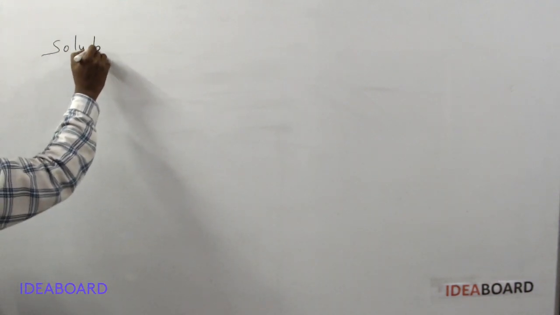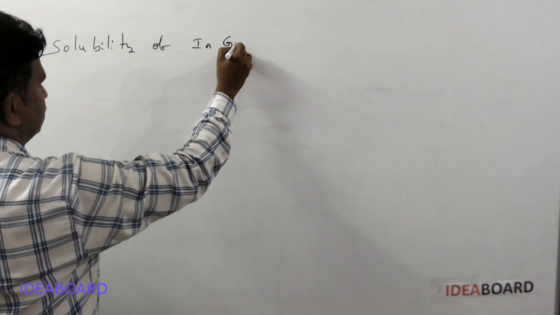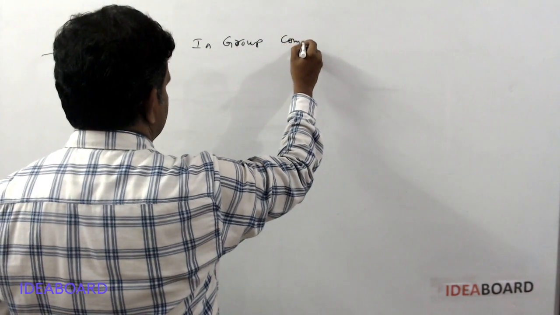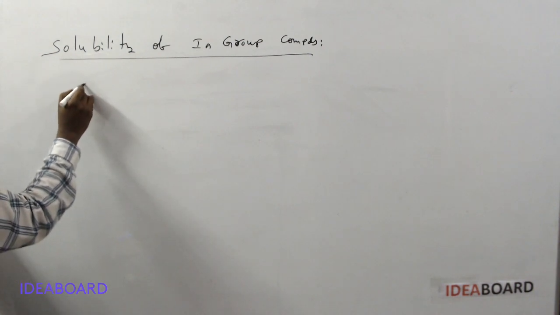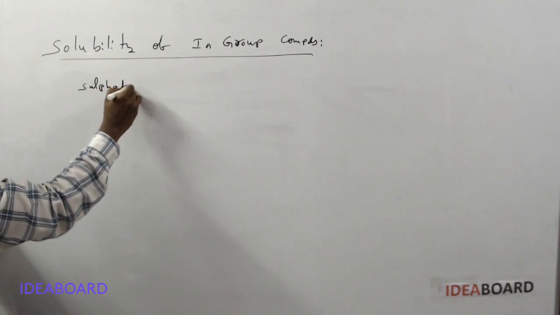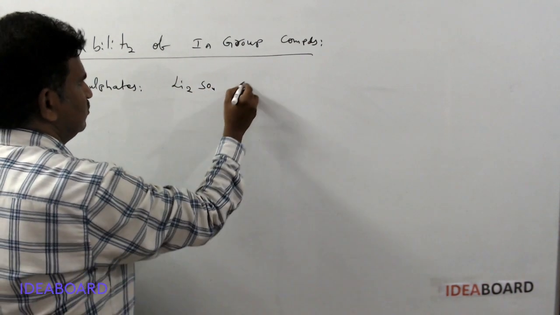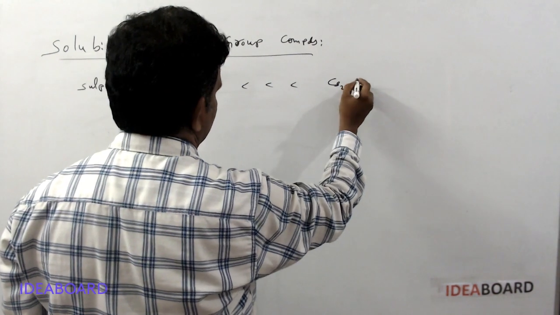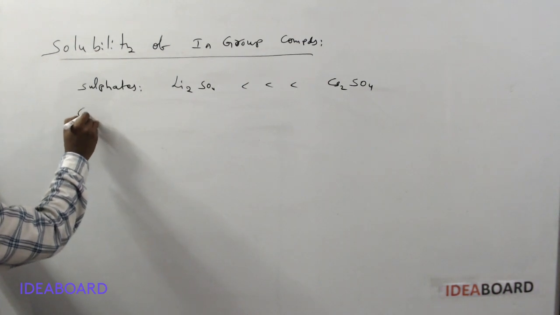The next important point, solubility. Solubility of first group compounds. Here, suppose you are taking sulfates, lithium sulfate Li2SO4 to cesium sulfate Cs2SO4, the solubility increases. Next, carbonates.